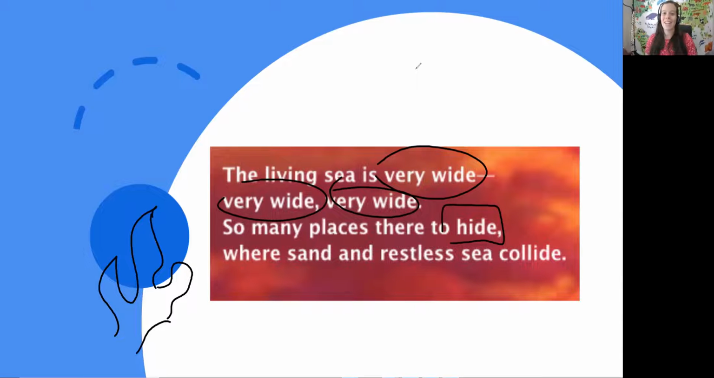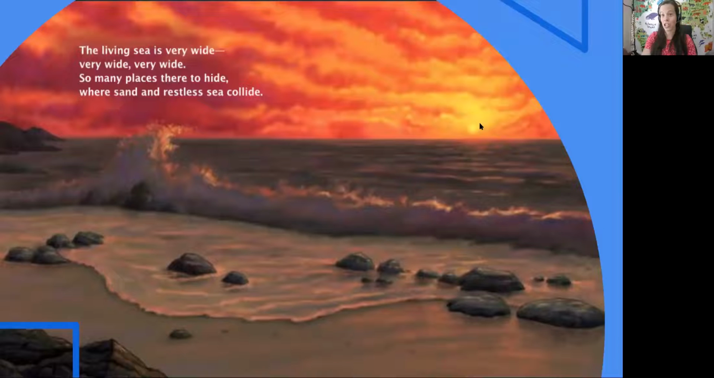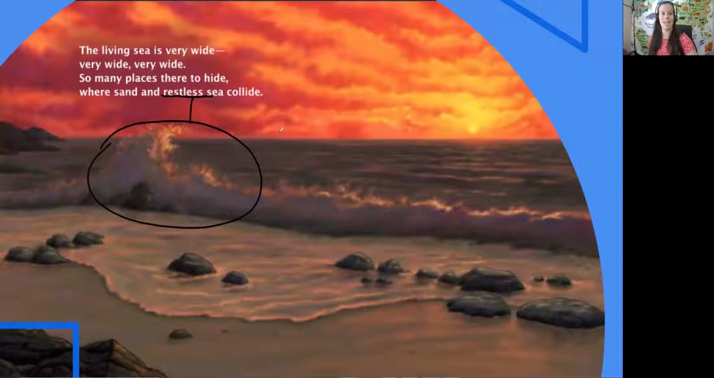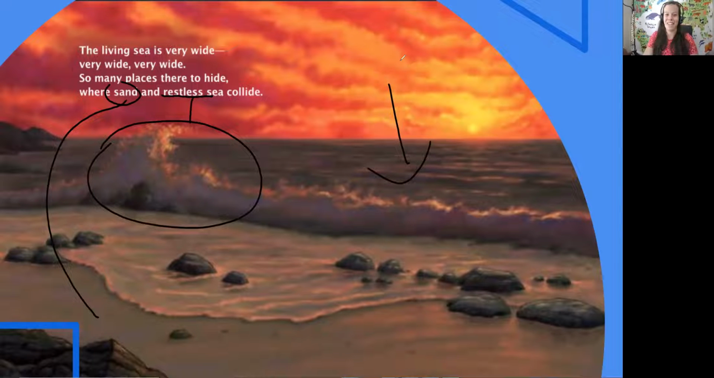All right, let's go and see what the picture actually looked like in the book. Oh, would you look at that? Did it match what was in your brain? We have the restless sea. We have sand. Now we can't see in here yet. I have a feeling we're going to get in there. All right, let's look at another stanza.